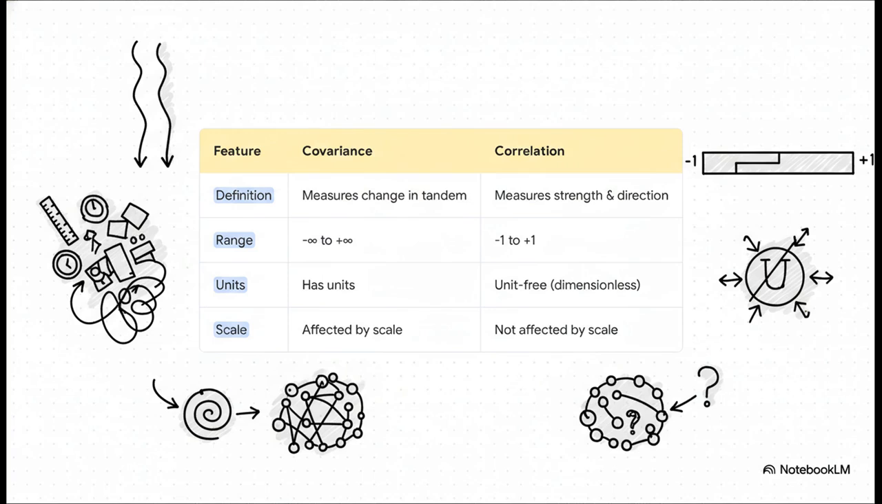This table just lays it all out, nice and clean. Look at that range difference. Covariance is all over the map, while correlation is neatly locked between -1 and +1. But the other game changer is the units. Covariance is stuck with the units of your data, which gets messy fast. Correlation, it's unit-free. And that is huge. It means you can compare the relationship between ice cream sales and temperature to the relationship between hours spent studying and exam scores on the exact same scale. That's why correlation is the gold standard.